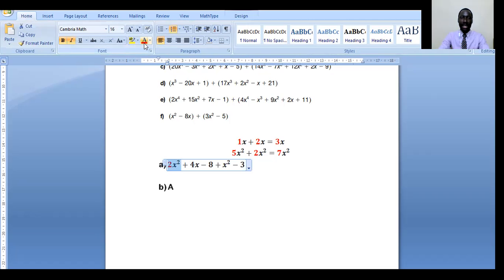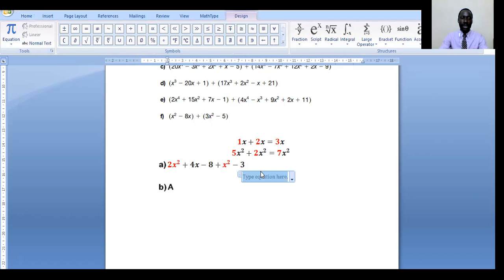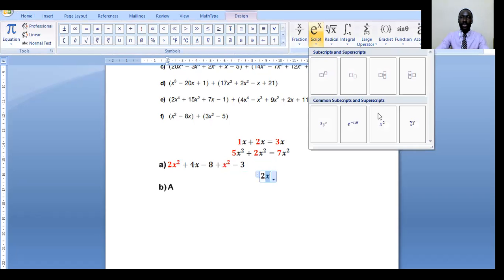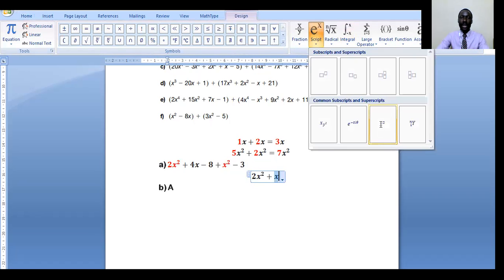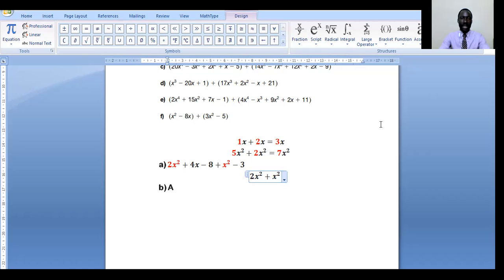Now notice that this one here is similar to this other one. In other words, they look alike. So we will put them together. We will have 2x squared, and this 2x squared we are going to add to x squared.